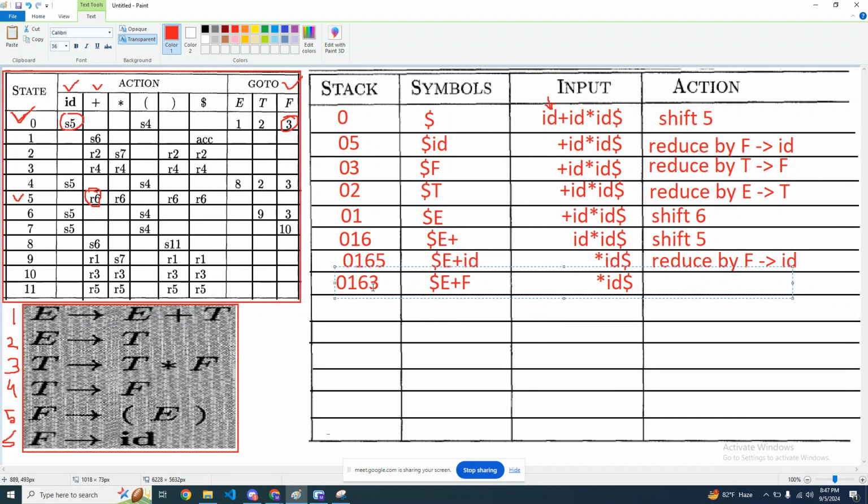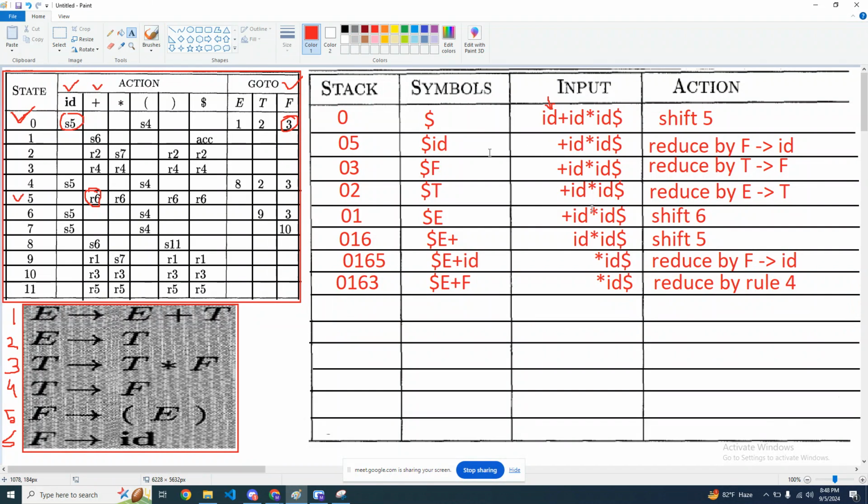Now, what should be the action? On the top of the stack, we have 3, and our input is star, right? So our action is reduce by rule 4. So what is the rule for T into F? So reduce by rule 4. Similarly, you will do all this, and at some point, you will find this action, which is accept. So in actions, you will write accepted, and you will complete the parser, right?